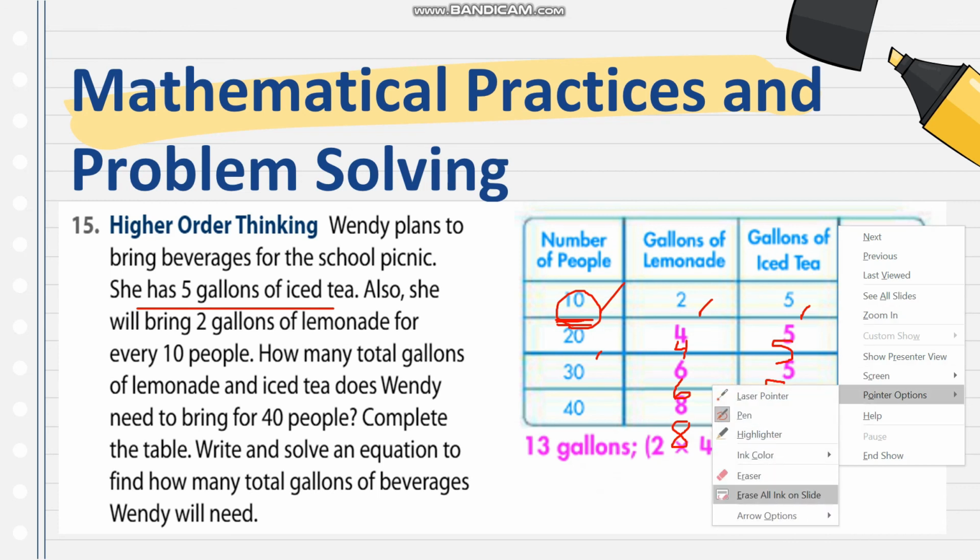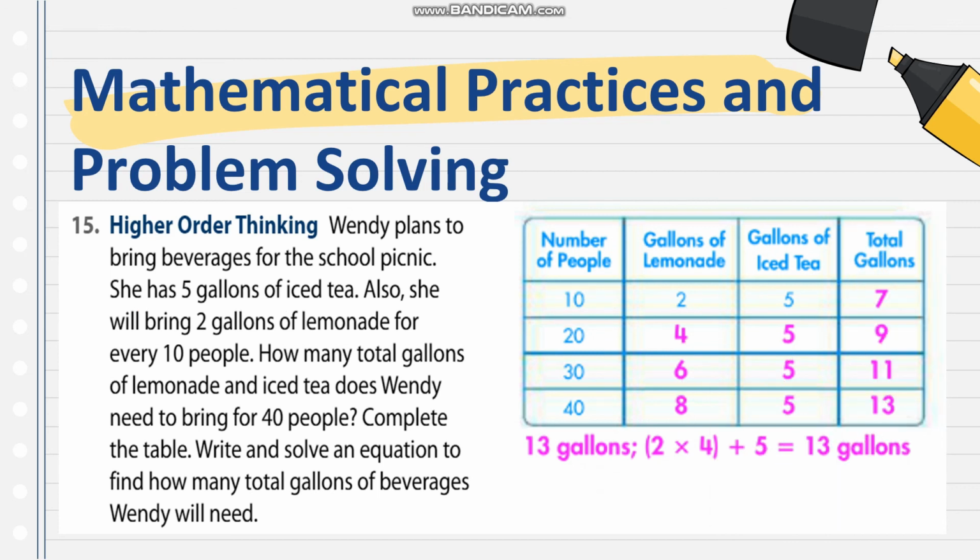So the answer, if we are looking for 40 people, is that Wendy needs to bring 8 gallons of lemonade and 5 gallons of iced tea, a total of 13 gallons.